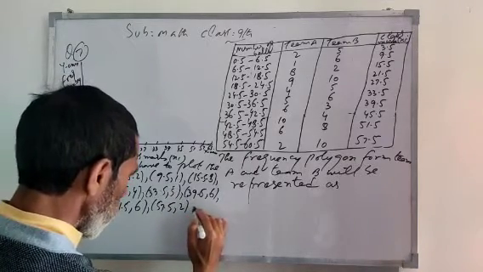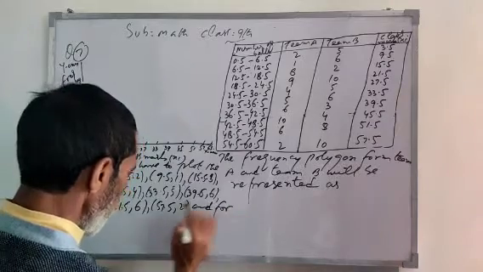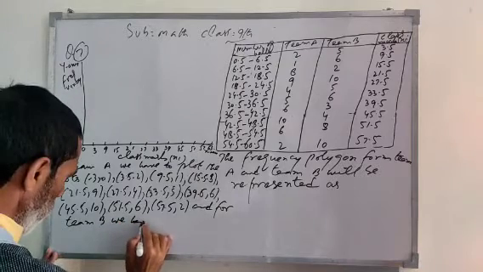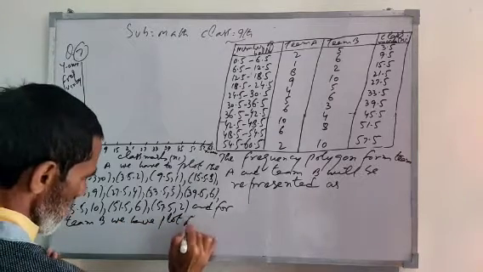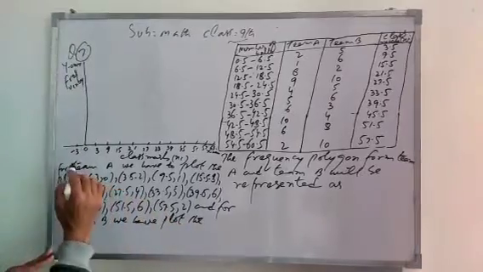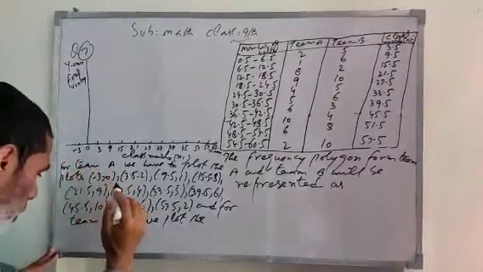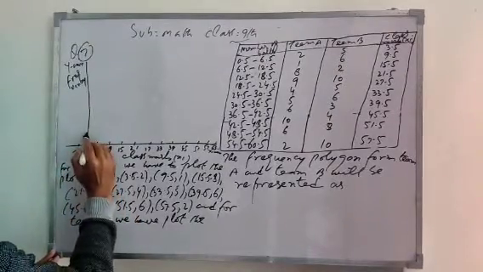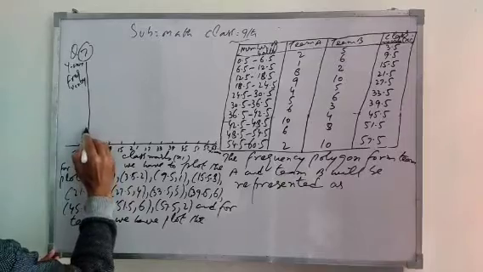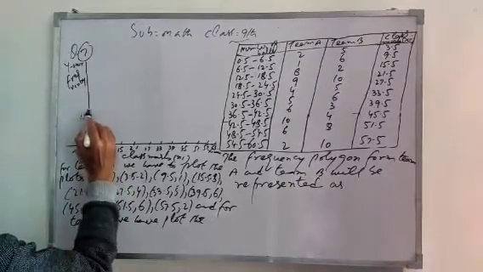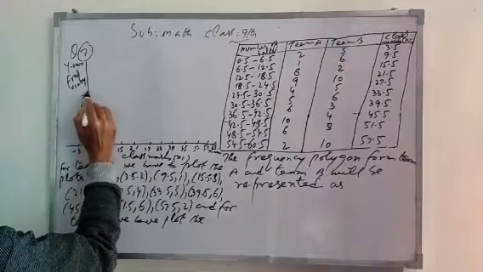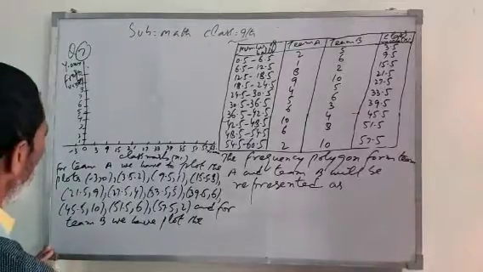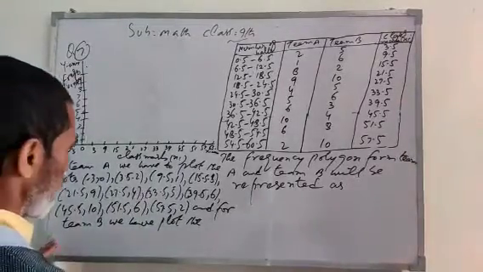and for team B, we have to plot the points along the axis. We will take units from 1 up to 10: 1, 2, 3, 4, 5, 6, 7, 8, 9, and 10. Plot the points.